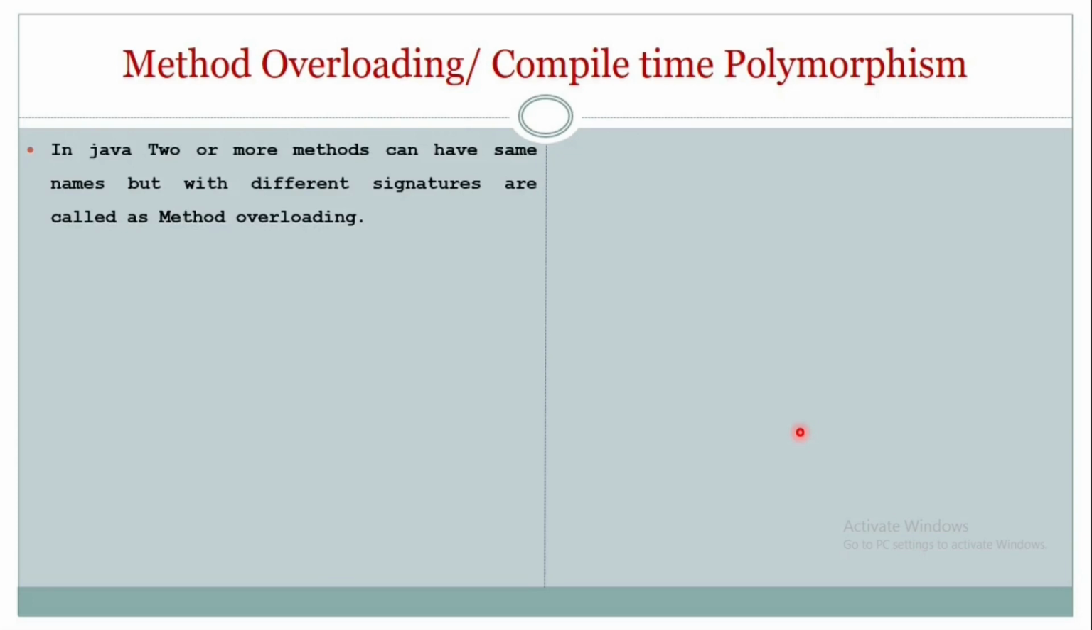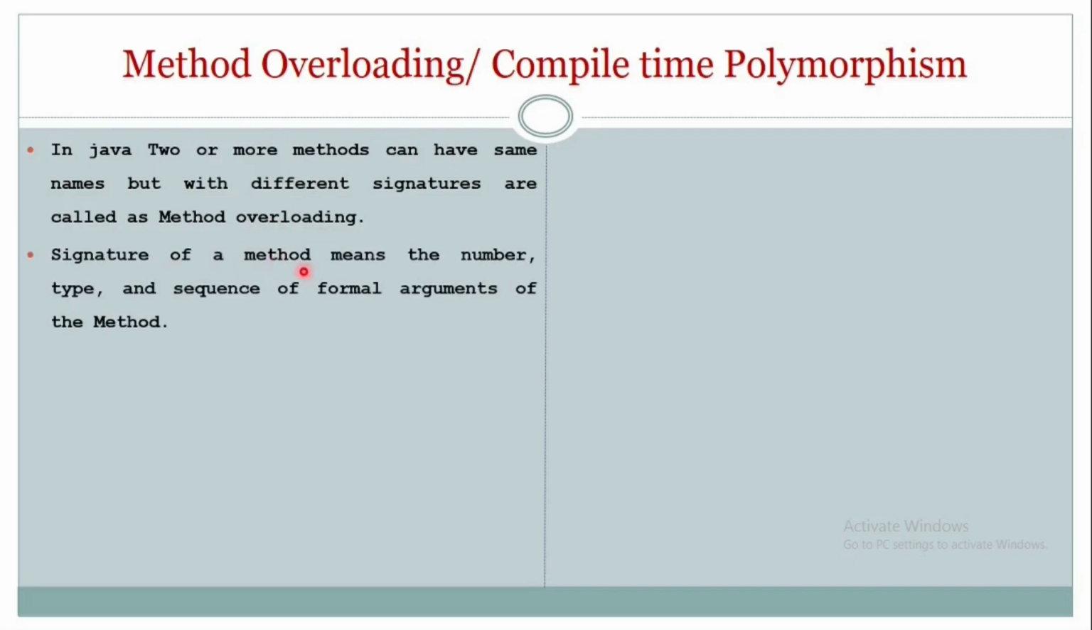Now let us understand method overloading. In Java, two or more methods that have the same name but different signatures are called method overloading. When I say signature of a method, it means the number of parameters, type of parameters, and sequence of parameters. Now let us understand this method overloading concept with a simple example.